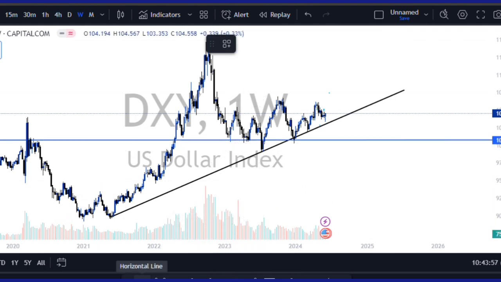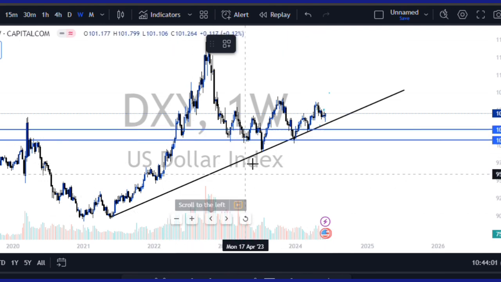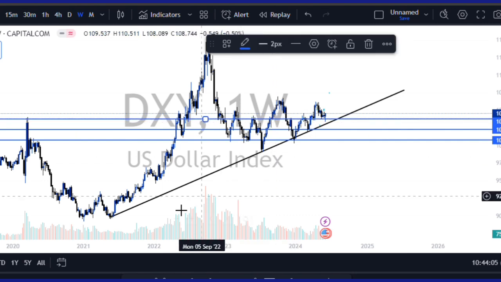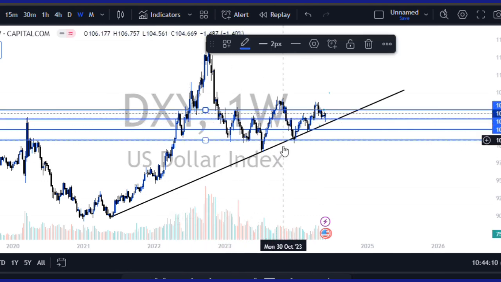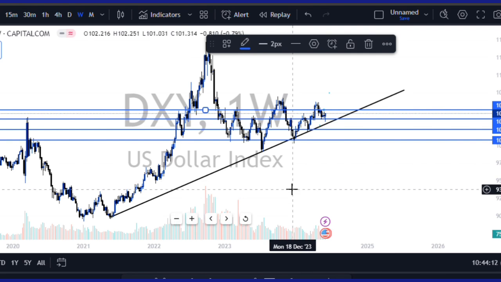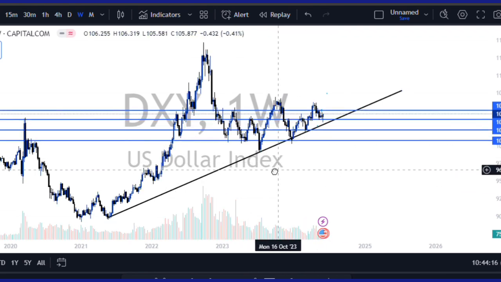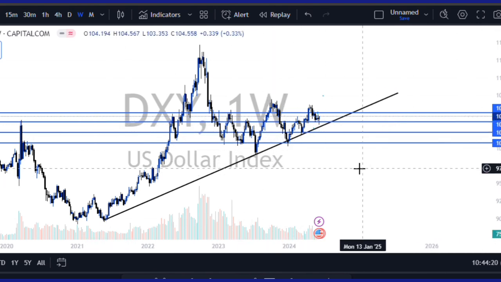Okay, so let's draw the zones which this DXY has been rejecting multiple times. We just want to see the overall trend of this DXY. This is a weekly time frame, and of course it's in an uptrending move. This is an uptrend on a weekly time frame, a very big perspective, the very big view.